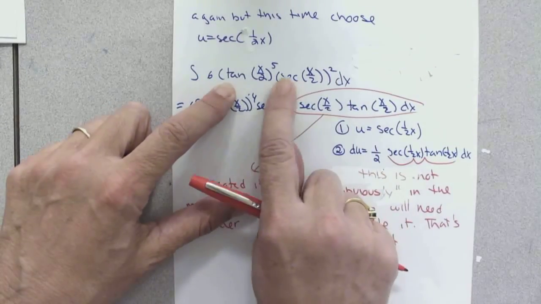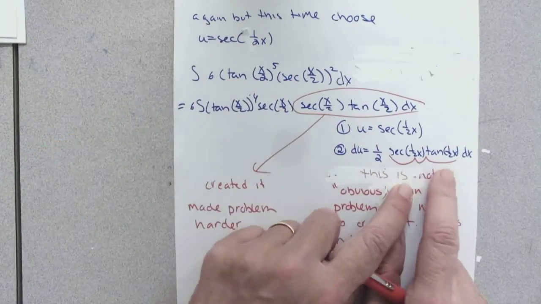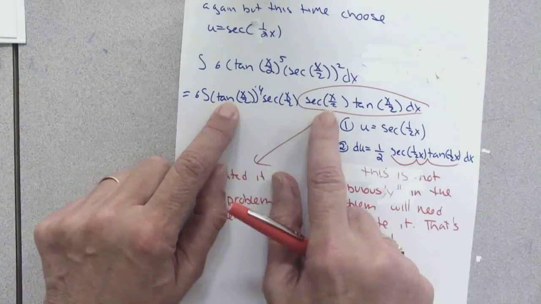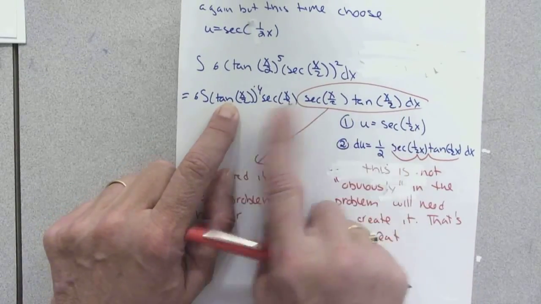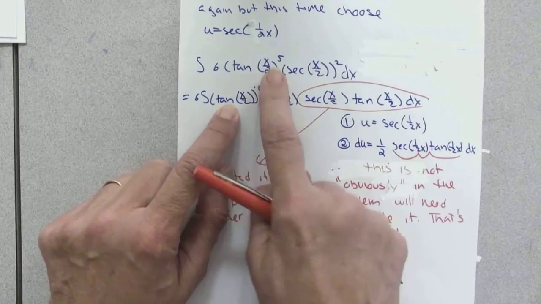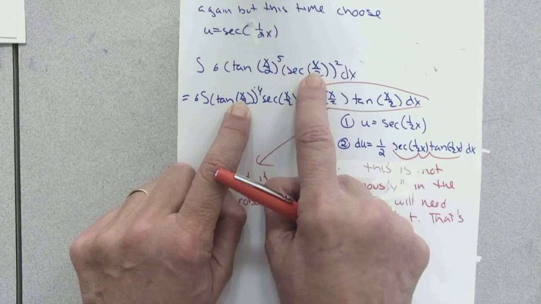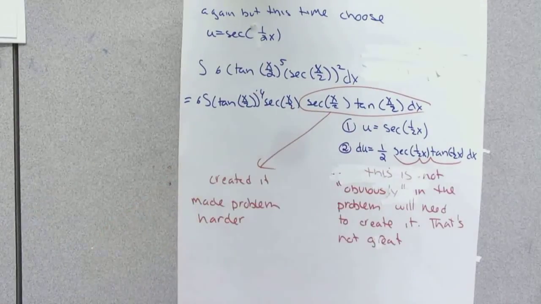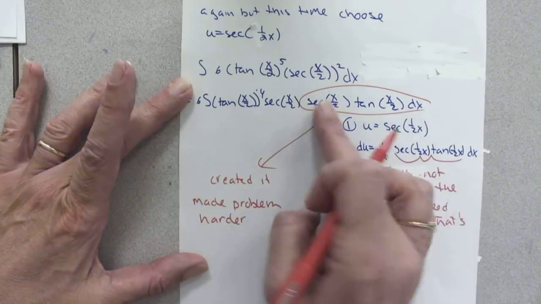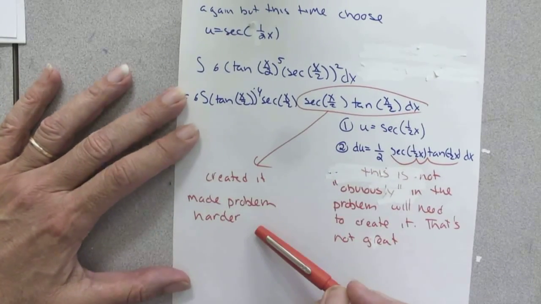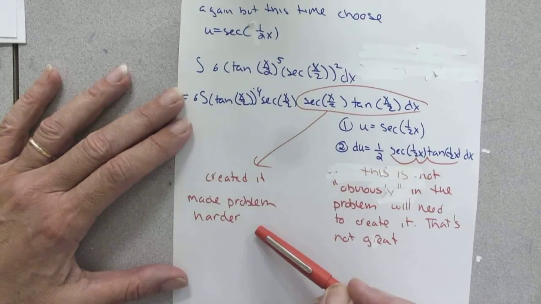So I was able to rewrite this. Instead of an x, since I wanted a secant tangent, I was able to rewrite this, breaking off a tangent, breaking off a secant. So it's still the same thing. Instead of tangent to the 5th, I have tangent to the 4th and tangent. Instead of secant squared, I have secant and secant. So it's the same thing, and I have created the du. So it's possible to make this work, and you could make this work. You could, but you made it harder.